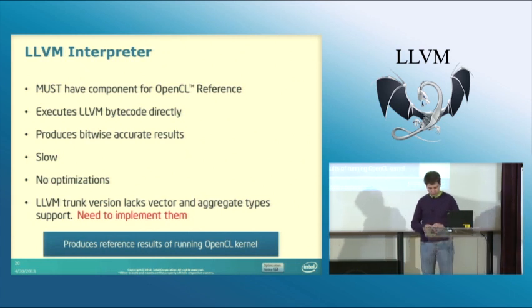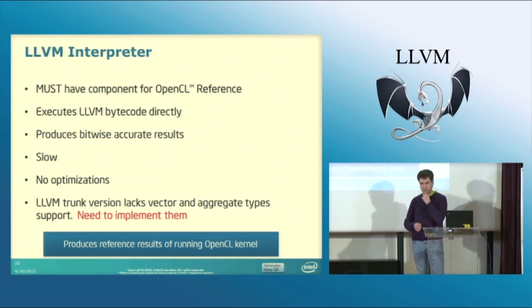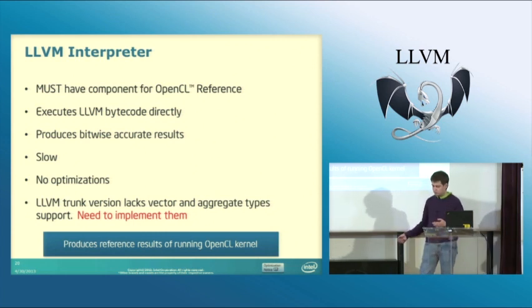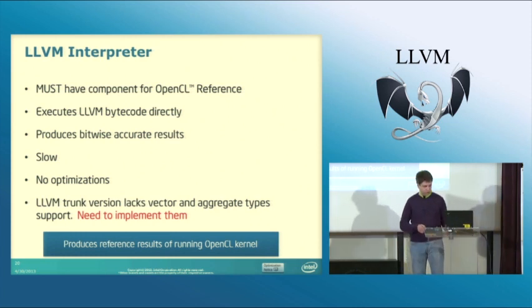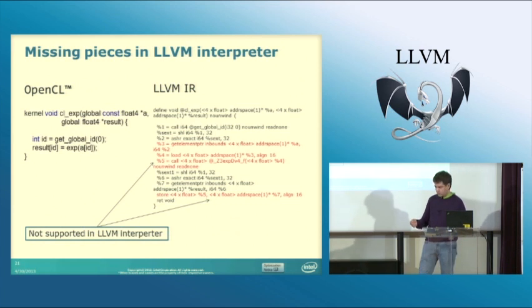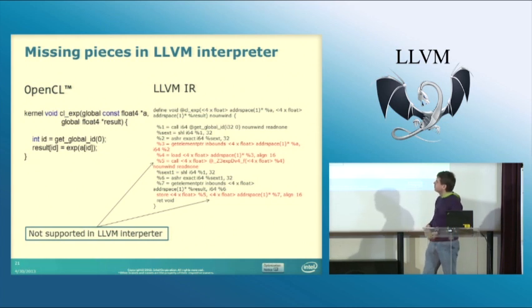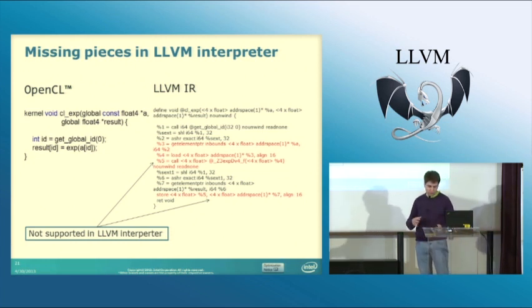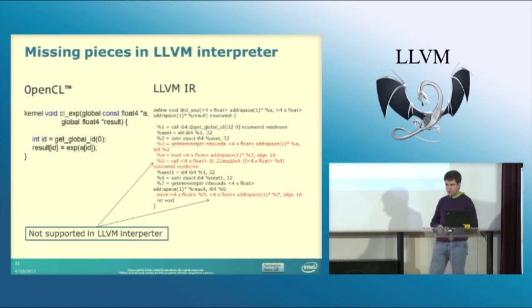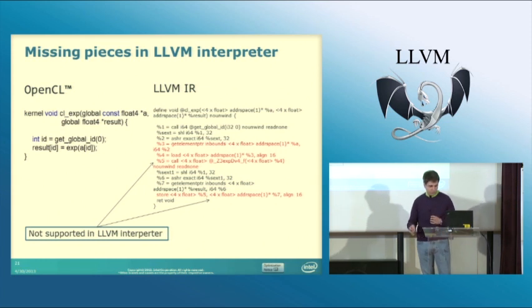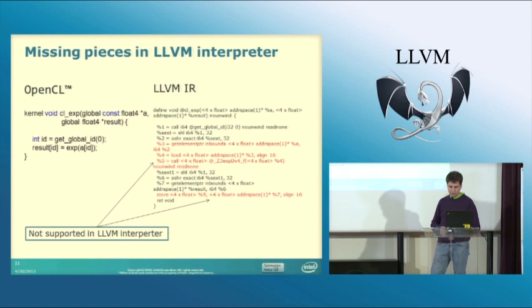When we took this version of the Interpreter from LLVM trunk, we found there was missing support for any vector and aggregate types. There were no instructions supported for vector operations or aggregate type operations, so we needed to implement them. This is a typical example of an OpenCL kernel and the LLVM IR produced from it. The kernel on the left simply computes an exponent on the input buffer and outputs it to the output buffer. The instructions shown in red were not supported in the Interpreter when we started. These are multiple memory access and store operations, calls and other things. Those were the instructions we needed to add support for.